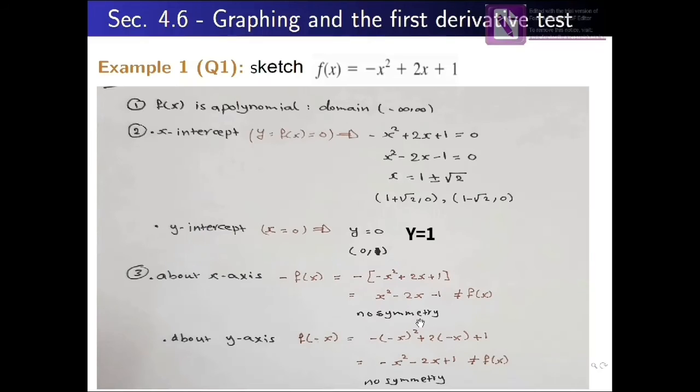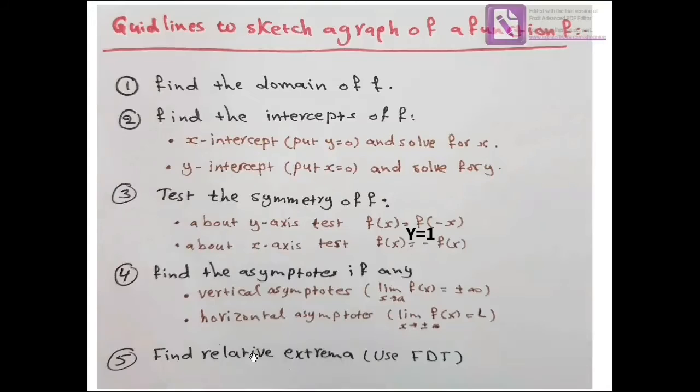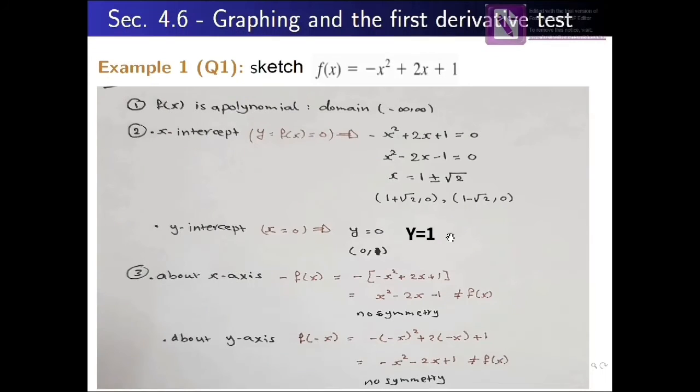For the symmetry about the y-axis, we need to check if f(x) is equal to f(-x). To find f(-x), we go to the function f and replace every x by minus x. So here f(-x) will be equal to minus (-x) whole squared plus 2.